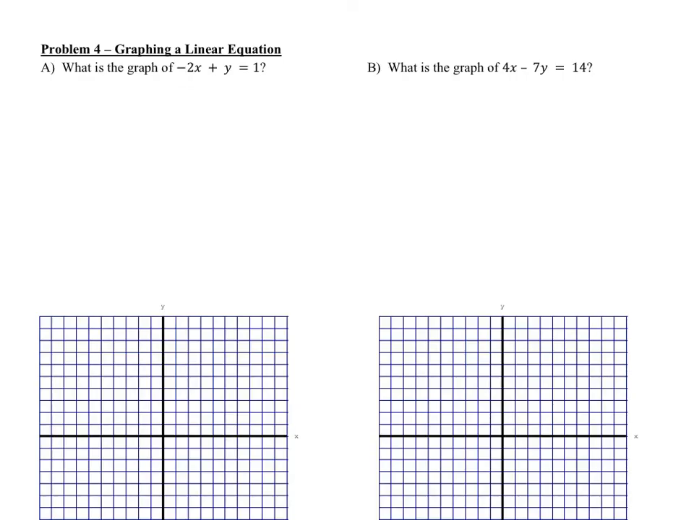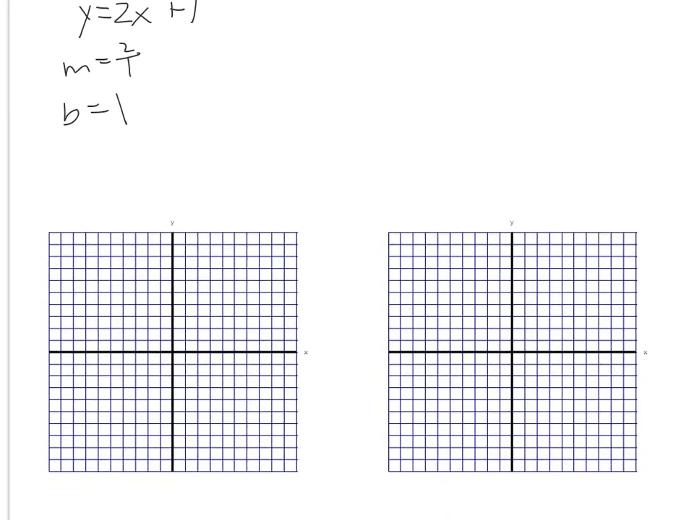Now when I am actually graphing this, first you have to get the y by itself. So I'm going to add over my 2x. So I have y equals 2x plus 1. So my slope here is 2. Sometimes it's easier if you write it as a fraction because it's rise over run. And your y-intercept is 1. So when I'm graphing this, I'm going to go up 1, plot that first. So plotting your y-intercept first, and then my slope goes up 2, and then to the right 1.